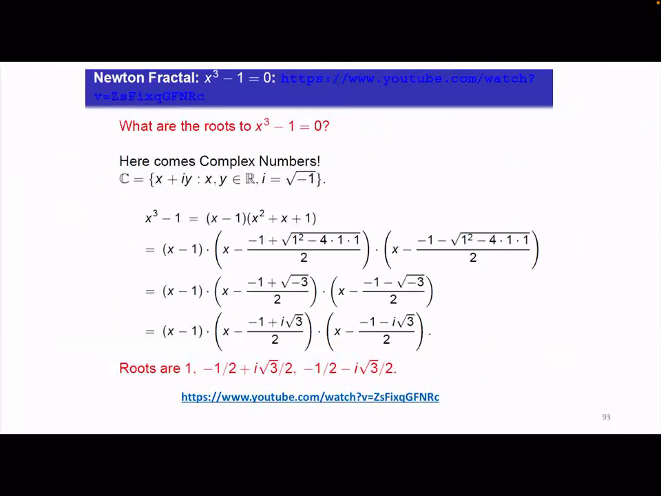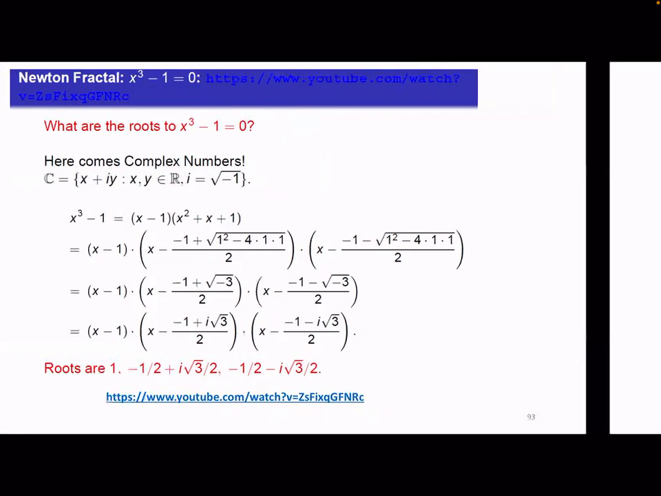Let's look at x cubed minus 1. If you remember your polynomial long division, which is always a little bit dangerous, we know when we take x equals 1, that's a root. So let's divide x cubed minus 1 by x minus 1, and we get x squared plus x plus 1. We can solve x squared plus x plus 1 by using the quadratic formula. And so we get 3 roots: 1, -1/2 plus i root 3 over 2, and -1/2 minus i root 3 over 2.